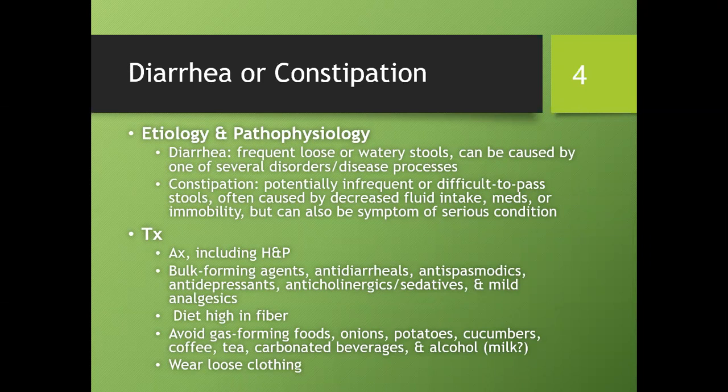Antispasmodics are also prescribed, as are antidepressants, anticholinergics, sedatives, and mild pain medicines. They need to eat a diet high in fiber, regardless of what's going on. They need to avoid gas-forming foods: onions, potatoes, cucumbers, coffee, tea, carbonated beverages, and alcohol. And if they're lactose intolerant, they need to avoid milk and other dairy products. We could encourage them to wear loose clothing so that they can be more comfortable.